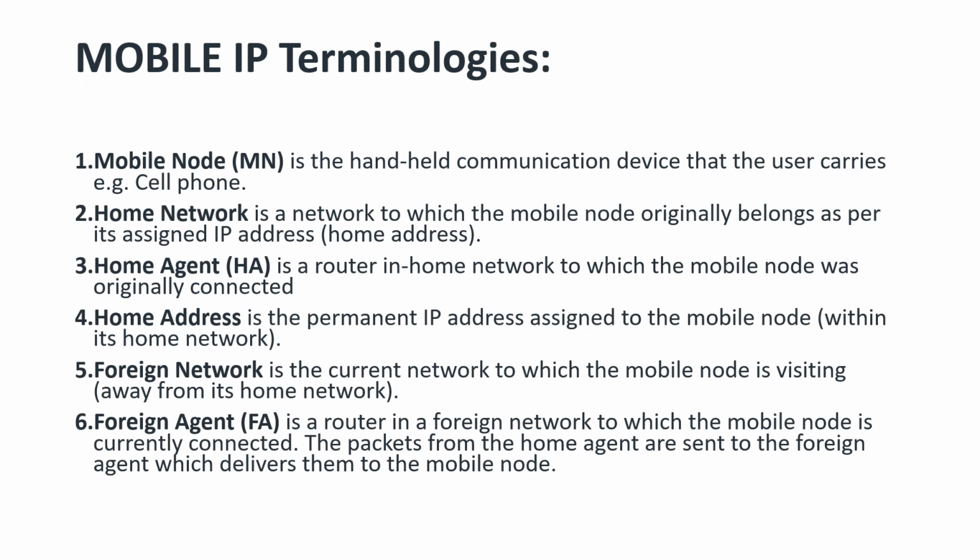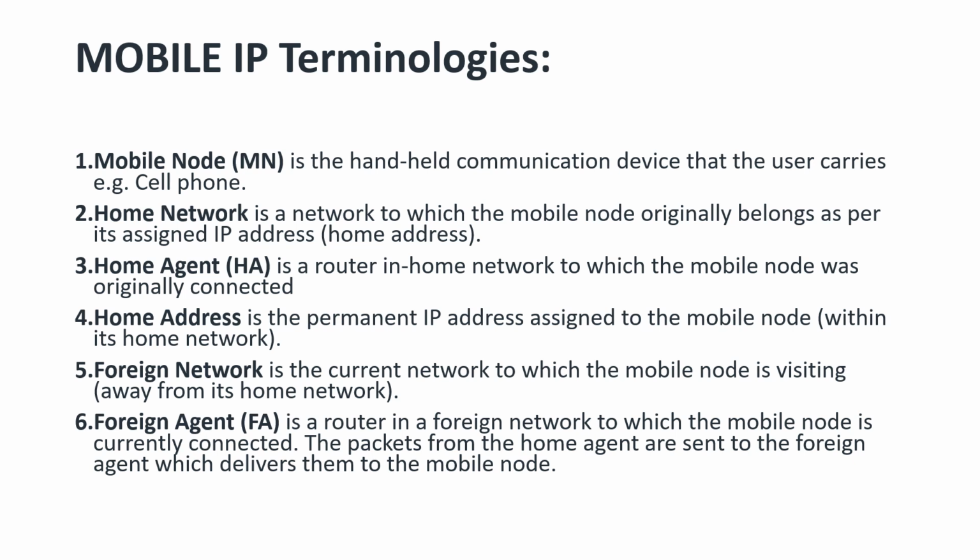Let us quickly go through the simple mobile IP terminologies which each and every one of us must know. The first one is the mobile node, MN. The mobile node is a handheld communication device, or a mobile terminal, or in fact the client that the user carries. Then comes the home network. Home network is the network to which the mobile node normally belongs. Only the home network assigns the IP address to the mobile node. So it is the network to which the mobile node originally belongs as per its assigned IP address. And then you have the home agent, HA, which acts like a router in the home network to which the mobile node was originally connected.